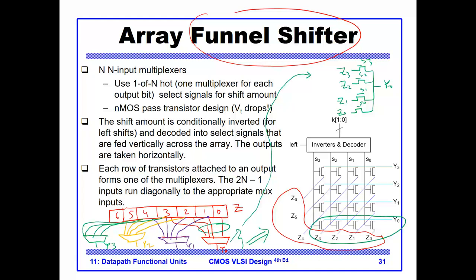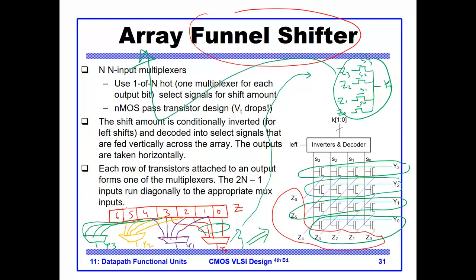Similarly, you can do Y1. The same multiplexer selection doesn't change, except the Z's will change. Instead of going from Z0, Z1, Z2, Z3, we will start from Z1, Z2, Z3, Z4. And similarly, Y2, we will go from Z2, Z3, Z4, Z5. And similarly, Y3, we will go from Z3, Z4, Z5, Z6. Okay? And this is the way he implements this multiplexer. And since I have one level of multiplexing, that's why I call it an array multiplexer. If you have one level of multiplexer, you call it an array multiplexer.